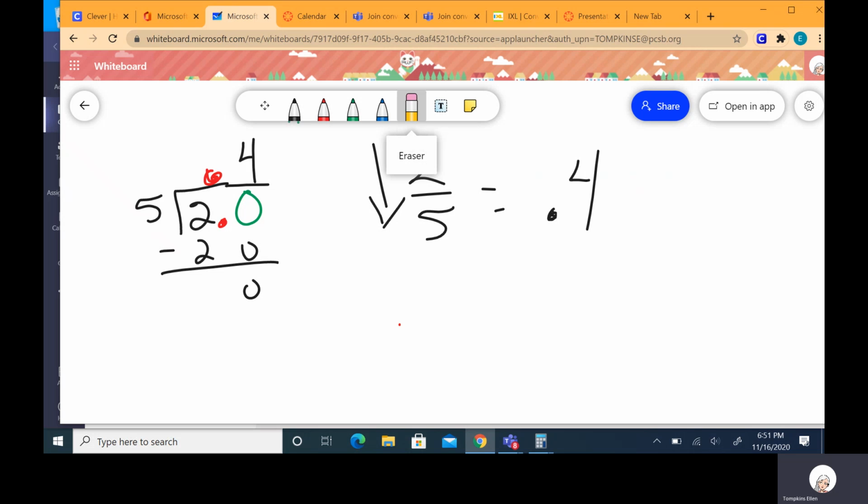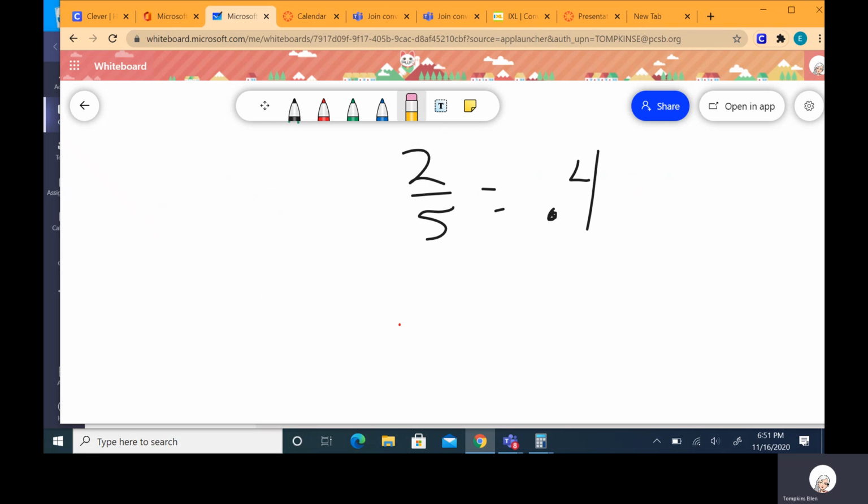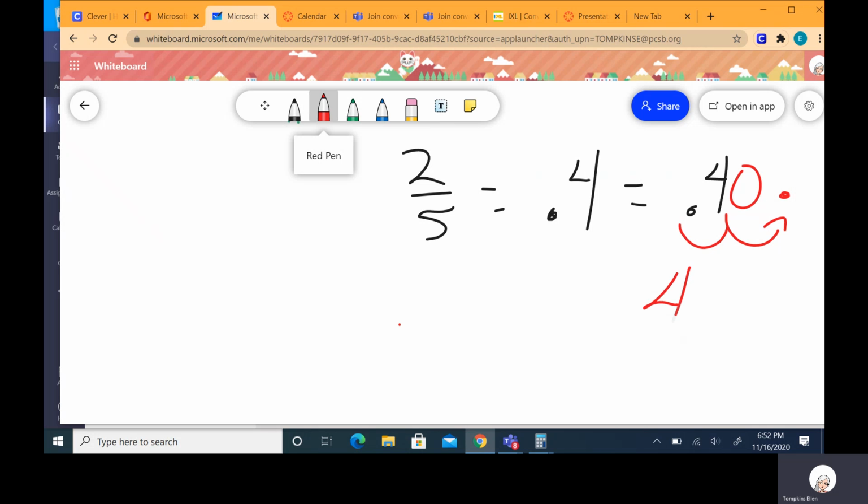Now, in order to take that and put it into a percent, all you would need to do is have your 0.4. You need to take your decimal and move it over. Well, I'm going to put a 0 there. And I'm going to move my decimal like that. So now I'm going to get 40%.